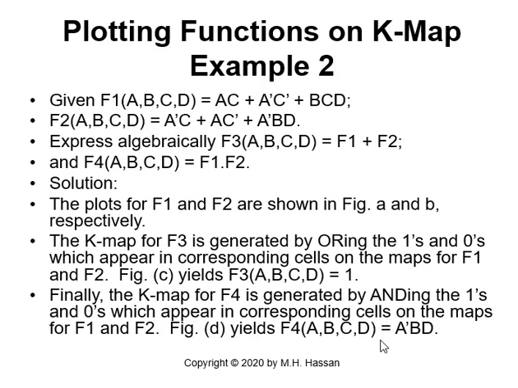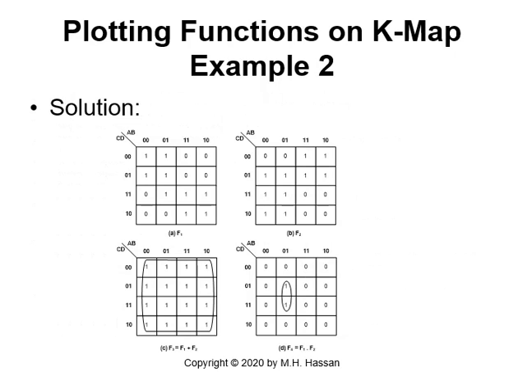Now, given f1, example 2, is AC or A prime C prime or BCD, and given f2 is equal to A prime C, AC prime, or A prime BD, I would like to express algebraically f1, f2, f1 or f2, and f1 and f2. Again, here we plot f1 and f2 on the map as shown in A and B, respectively, in the next figure. So this is f1 and this is f2. We plotted those on the map. I will leave those for you as an exercise.